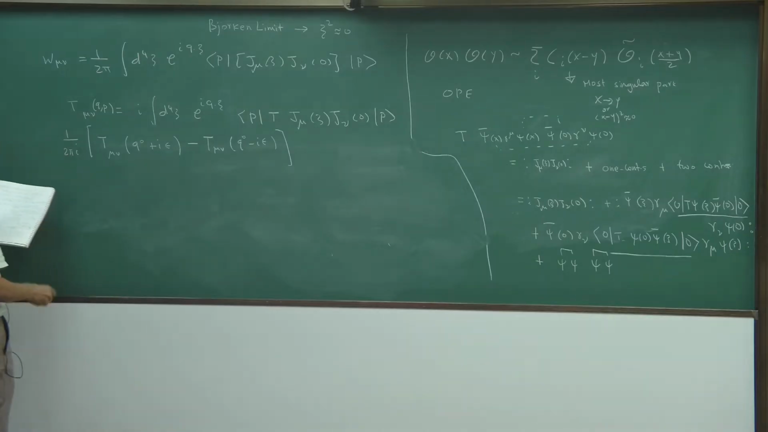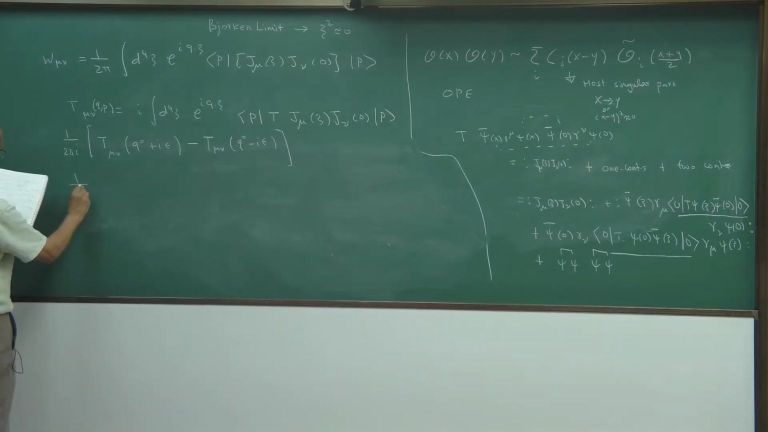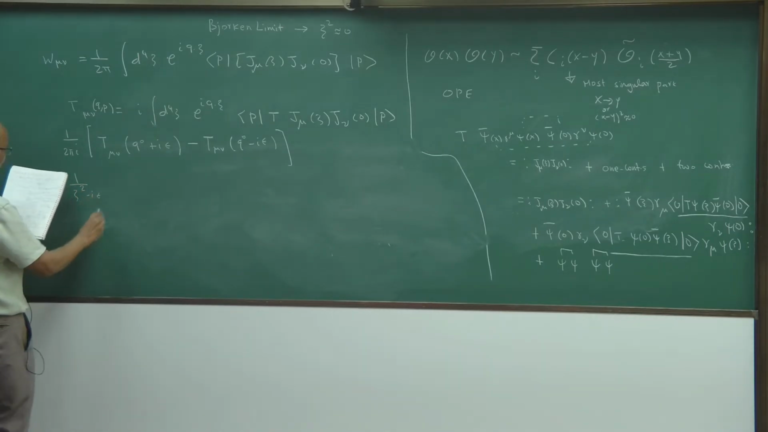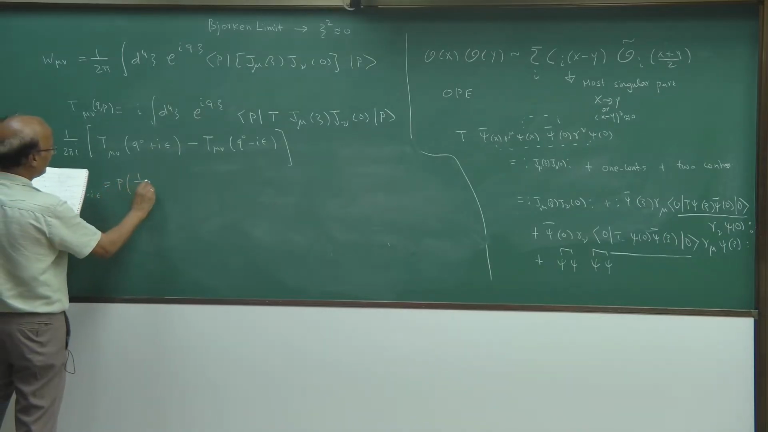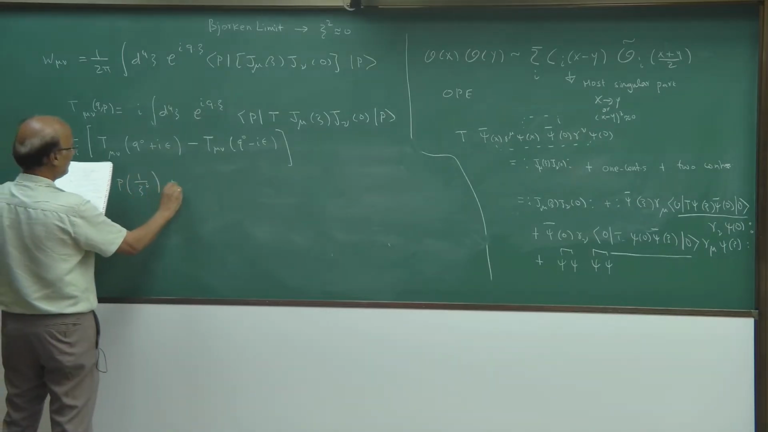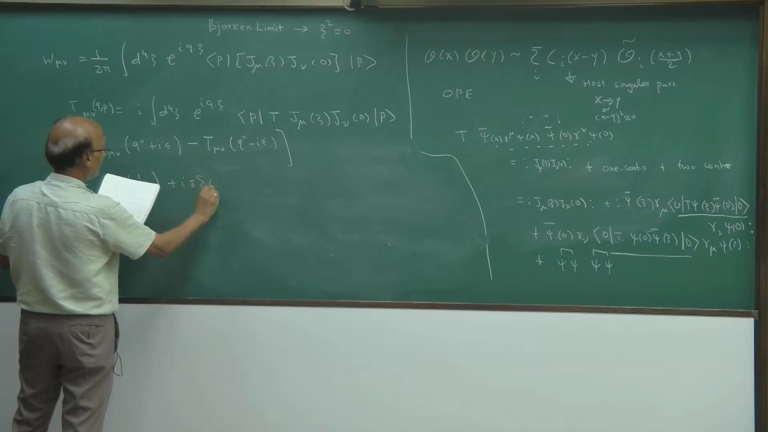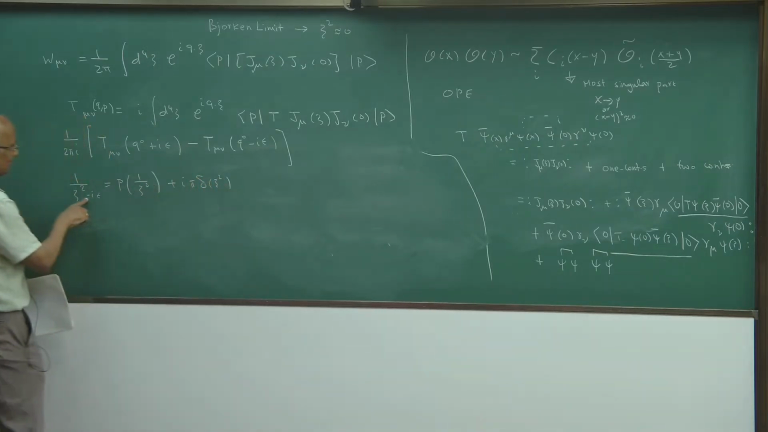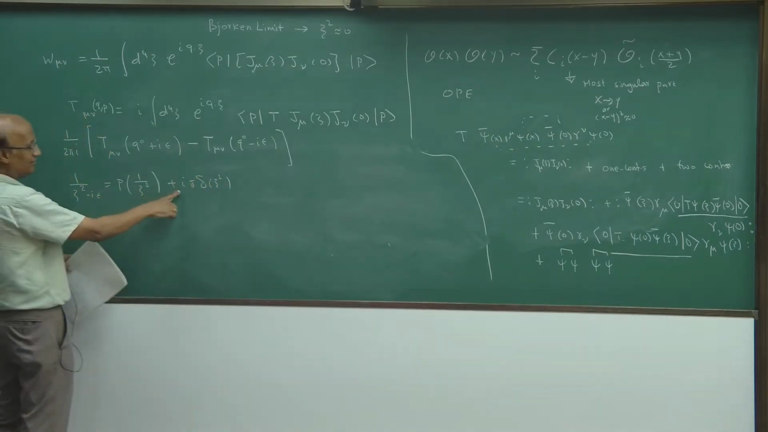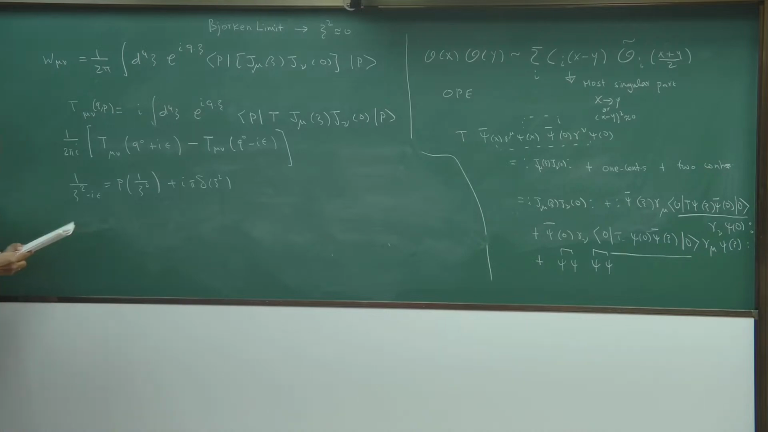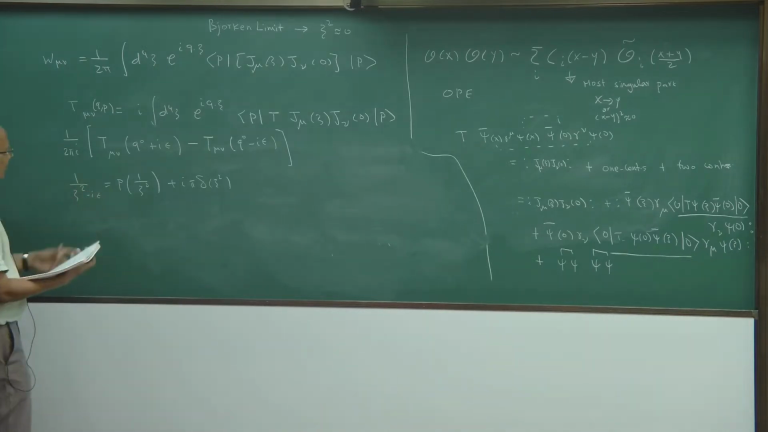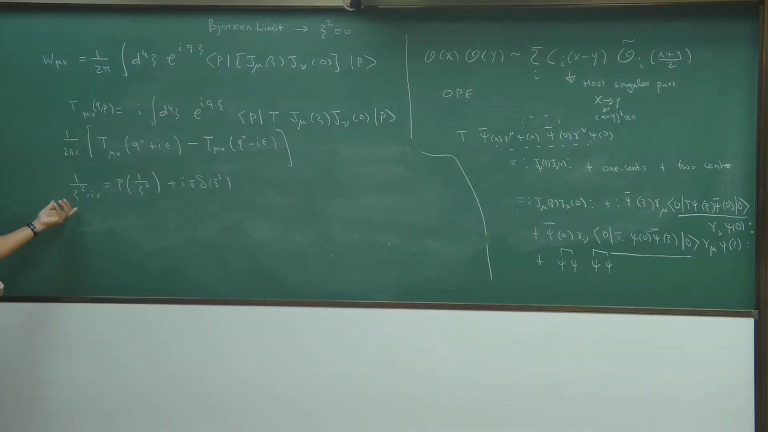So all you need to do is write down 1 by psi square plus I epsilon equal to the principal part of 1 by psi square plus I pi delta psi square. Because it's minus I epsilon, you need to put plus I pi here. For higher powers, you need to differentiate on both sides. So the same formula would work.